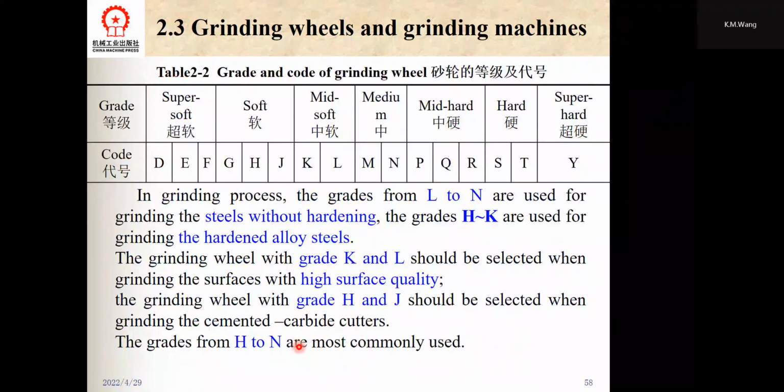From this table, there are different grades. They are super soft, soft, medium soft, medium, medium hard, hard, and super hard. And this is the code of each grade.